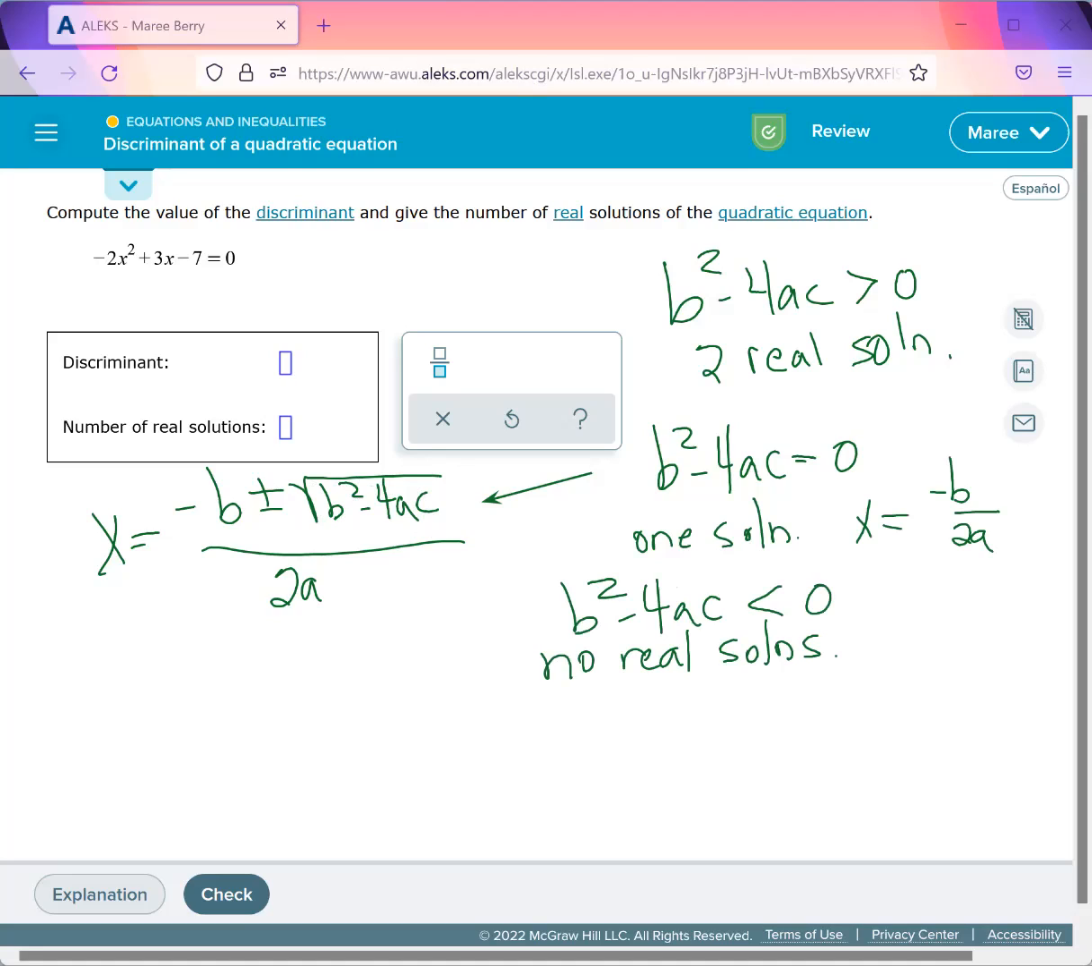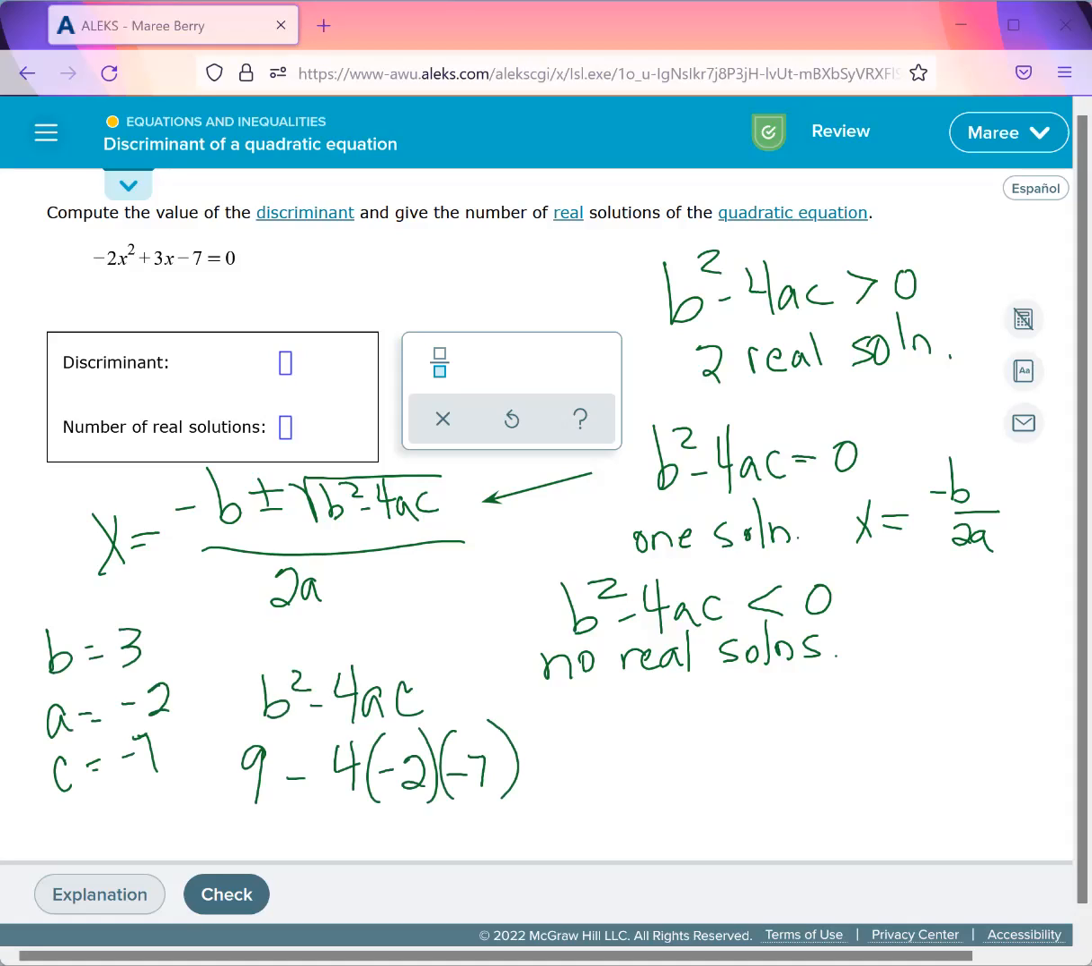So you can just look at this quadratic formula that they're giving, and you take b squared. So b is positive 3, a is negative 2, and c is negative 7. So what we want to do is take b squared, subtract 4 times a times c. B squared is 9. 4 times negative 2 times negative 7. Negative times a negative is a positive.